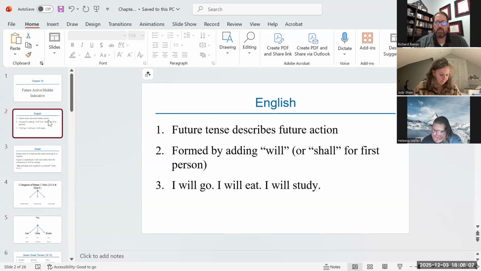In English, future describes a future action. So future tense, which we have in English, is formed by adding will or shall.